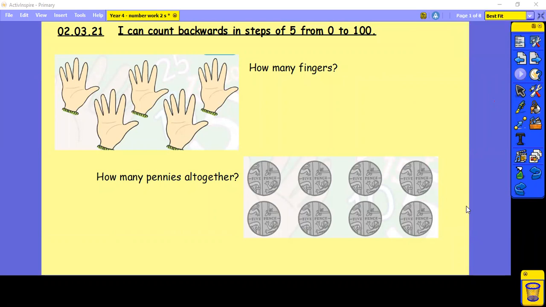So let's start by writing the short date and underlining, and the learning objective: I can count backwards in steps of 5 from 0 to 100.